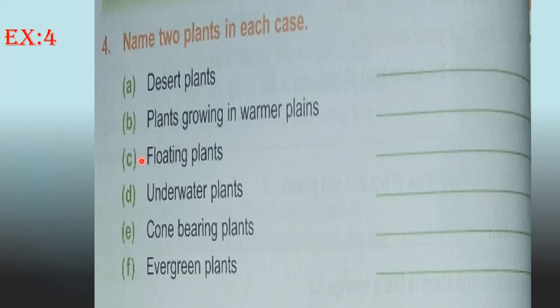Number 3, floating plants. Water hyacinth, duckweed, as I have discussed in this lecture. Underwater plants, tape grass and pondweed. E, cone bearing plants, pine, deodar, all the plants which grow in cold hilly areas. And the last one is evergreen plants, the plants that do not shed their leaves. Coconut and teak.